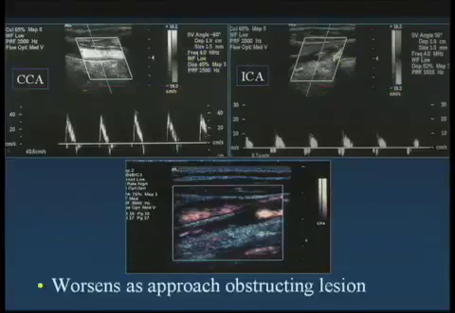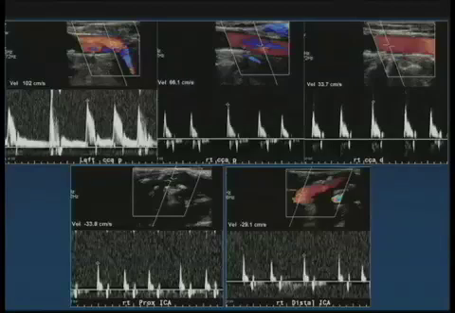And as I said, this will always worsen as you get closer to the obstructing lesion. So another patient, no diastolic flow in the common, lower velocity in the internal, and sure enough, a nearly complete occlusion in the distal ICA.